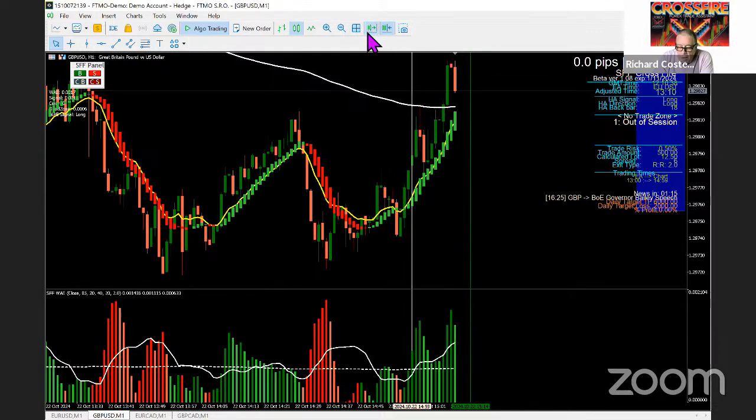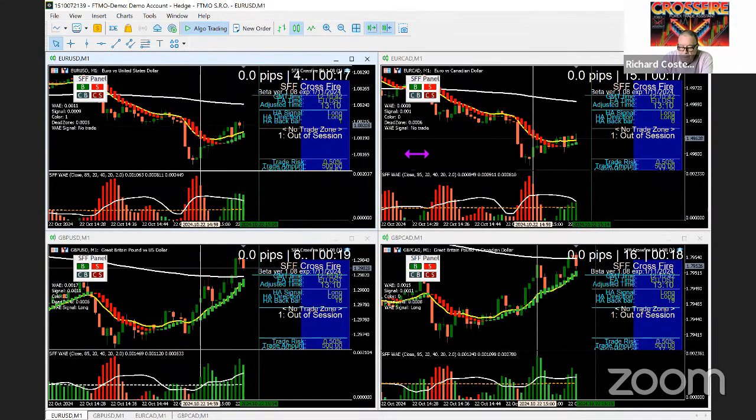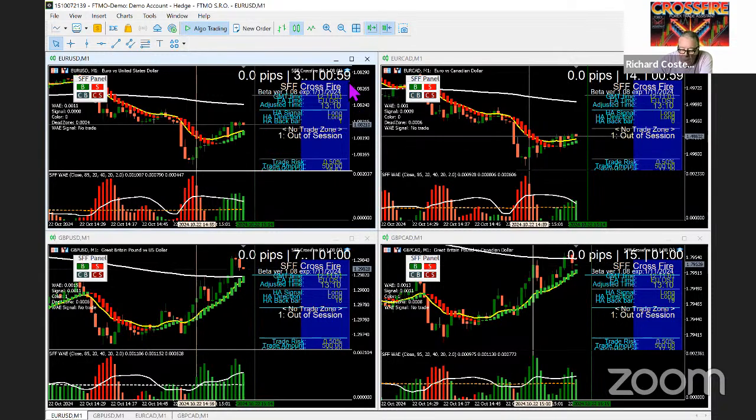Just click on that, and I'm going to go back to the 4 screens. Now, these are the 4 pairs that we trade in the afternoon session. As you can see, it says no trading out of session. It will not take any trades until we've got to the 1:15 mark. This keeps getting in my way, just give me 1 second.